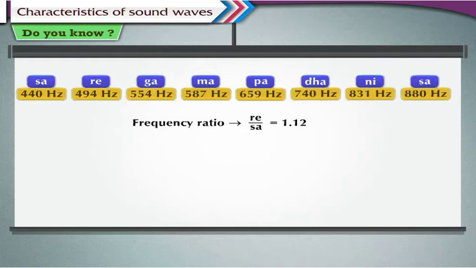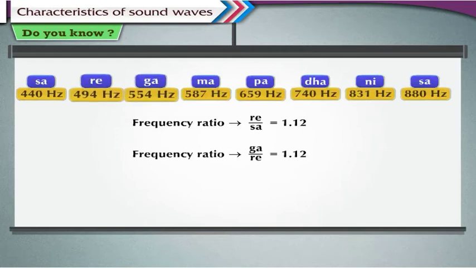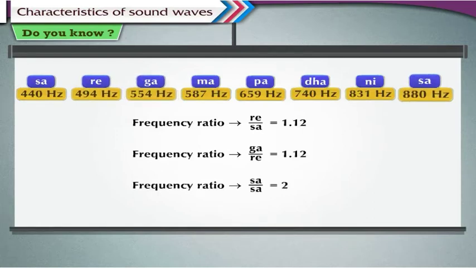The frequency ratio of re to sa is about 1.12. The ratio of ga to re is about 1.12. And the ratio of octave sa to sa is equal to 2.